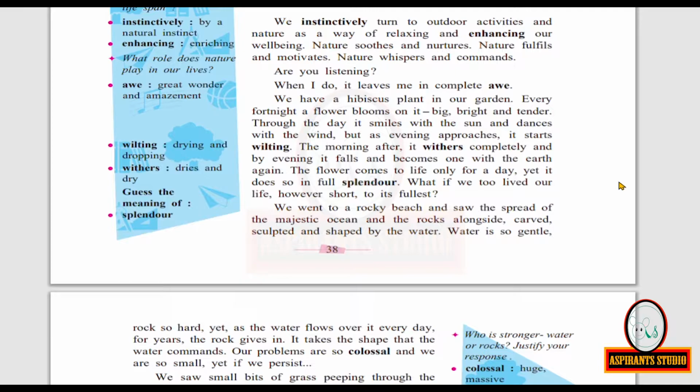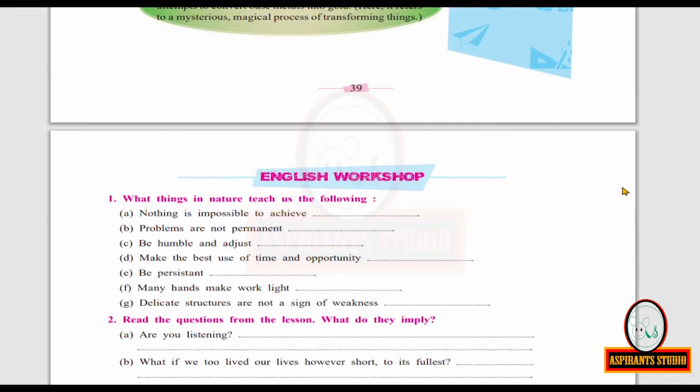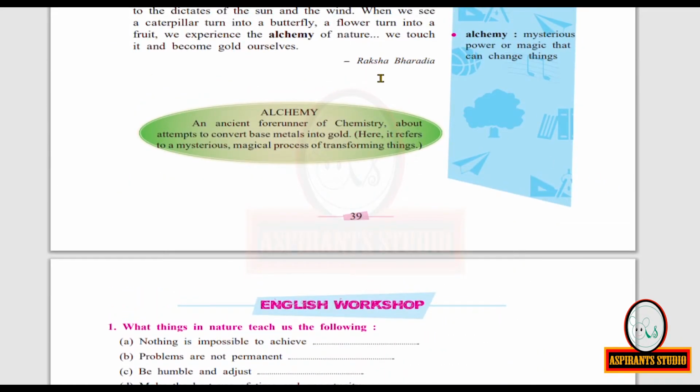Alchemy means an ancient forerunner of chemistry, about attempts to convert base metals into gold. Here, alchemy means mysterious power or magic that can change things. That is, it refers to a mysterious magical process of transforming things. This is an inspiring article in which the narrator describes her close experiences with different features of nature and the wonderful lessons in life she has learned from it. The author is Raksha Baredia.